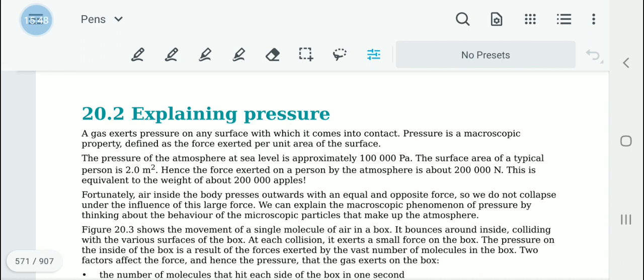So the force inside our body has balanced out the outside force. That is the reason why we are still alive, right? Because there is equal and opposite force. But when you create a vacuum, it gets crushed.